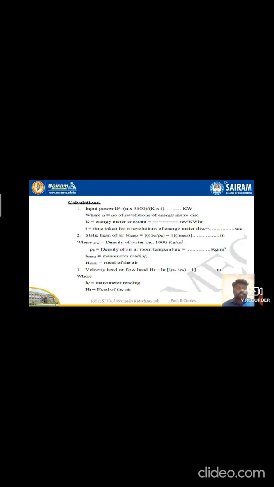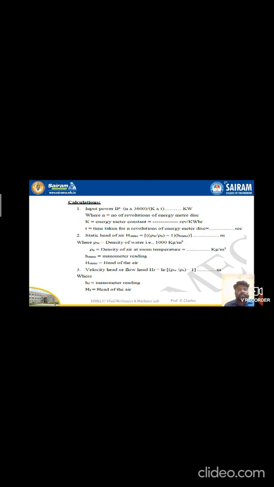For our calculations, the different formulas we use are as follows. Input power IP is equal to N into 3600 divided by K into T. This is from the energy meter. K is equal to 200, the constant value for the energy meter, and T is the time taken. N is the number of revolutions of the energy meter disc, and K is the energy meter constant, that is 200 revolutions per kilowatt hour. T is the time taken for N revolutions of the energy meter.